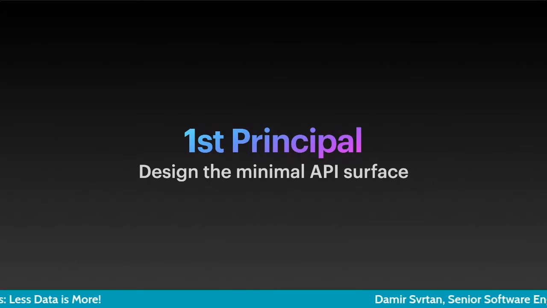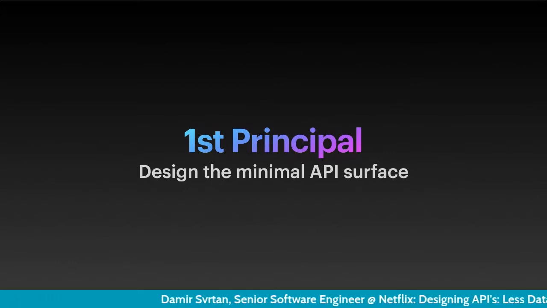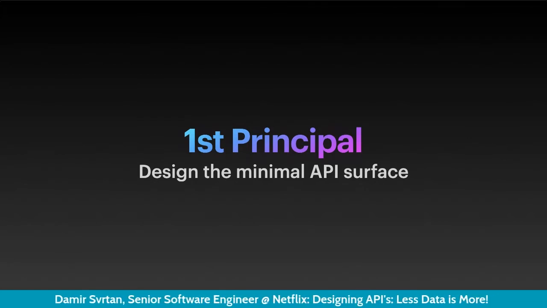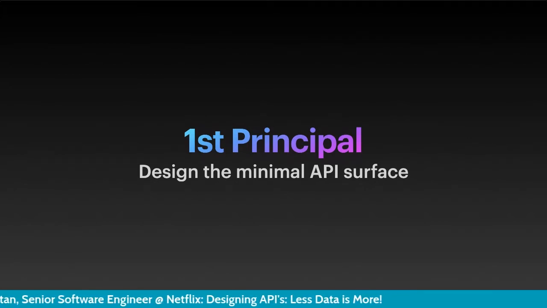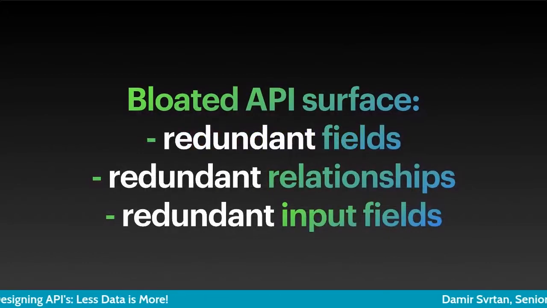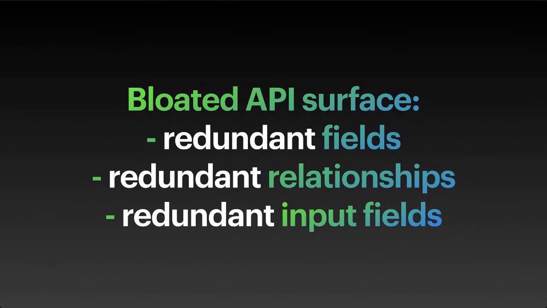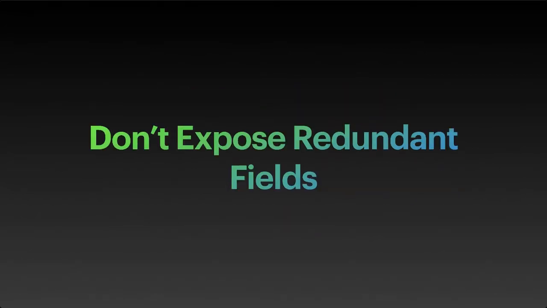Okay, so for the first principle, design the minimal API surface. Generally, I see a pattern where developers try to be speculative about what's going to be needed in the future, so they often overbuild their APIs. Now, I'm going to talk about a bloated API surface, and I'm going to break it into three patterns of a bloated surface that I usually see. The first one being redundant fields, second one redundant relationships, and third one redundant input fields. Okay, so don't expose redundant fields.